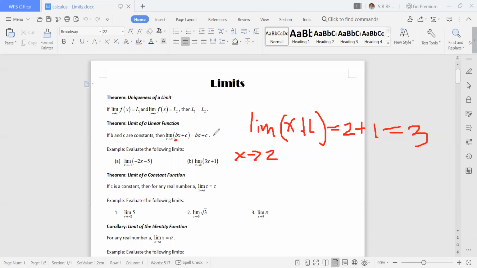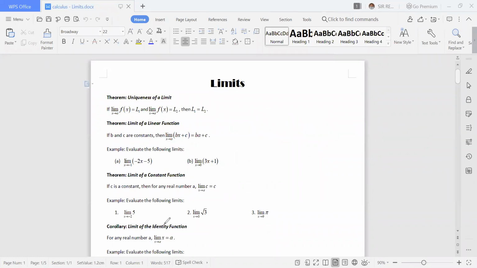So it means if you have a linear function, in general mathematics, a function whose highest exponent is 1 is called a linear function. So if you have a linear function, you can substitute your fixed point directly for the variable. Okay? That's the very first one.